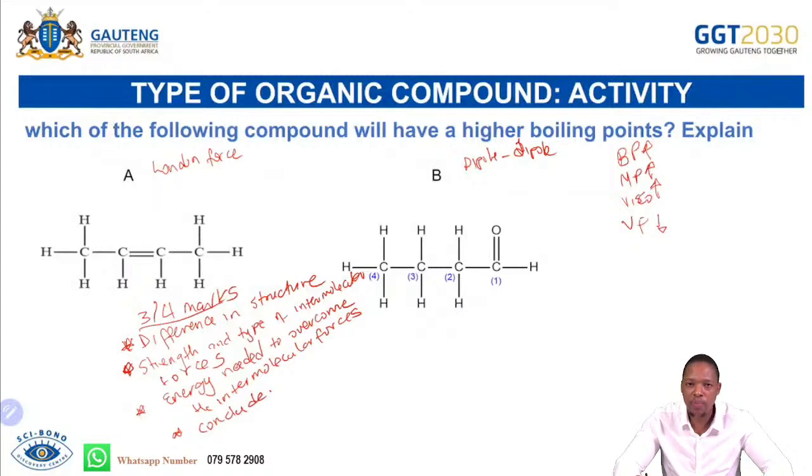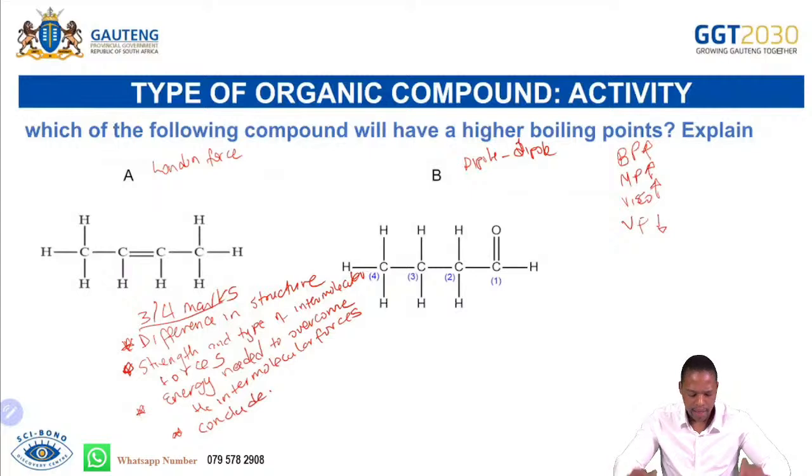Now I need to go further in explaining. When I explain, I have to talk about the difference that I'm seeing when I'm looking at their structure. I would say compound B contains a formyl group. By saying that, it tells me that compound B belongs to the dipole. Compound B contains a formyl group.